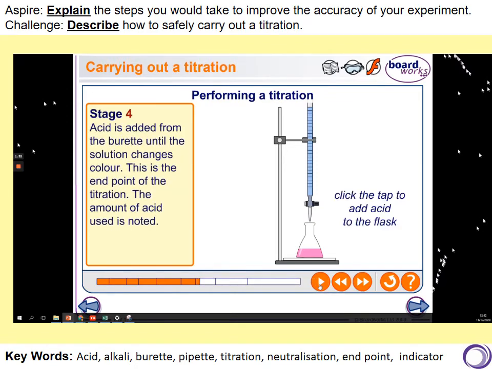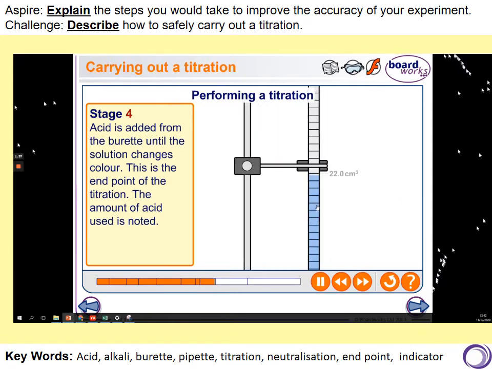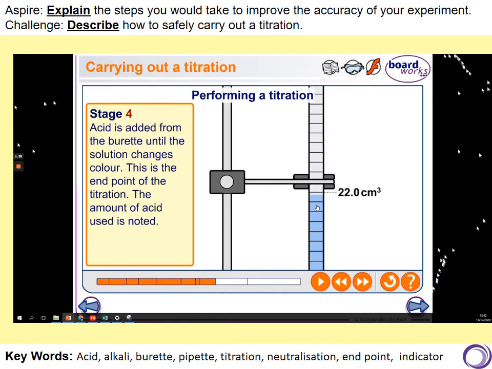We will then start to add the acid from the burette, and the first time we do this, we can do this relatively quickly and get a rough idea of what volume of acid it took to change the solution from pink to colourless.